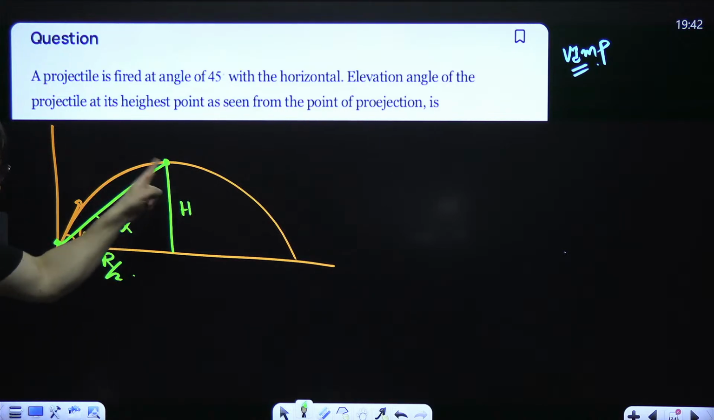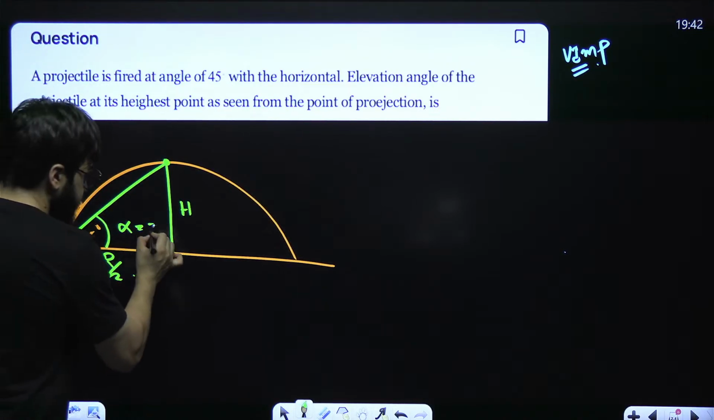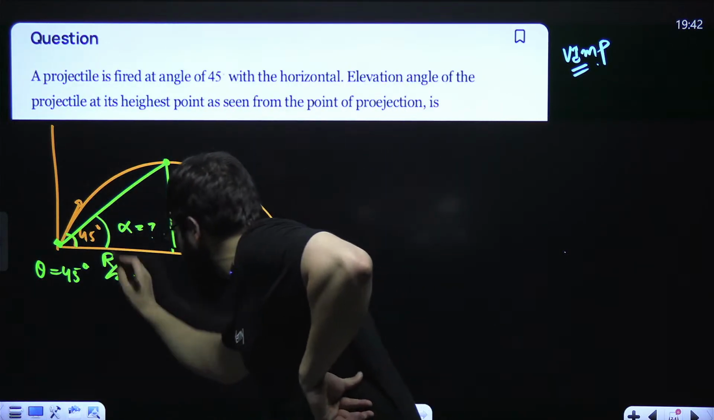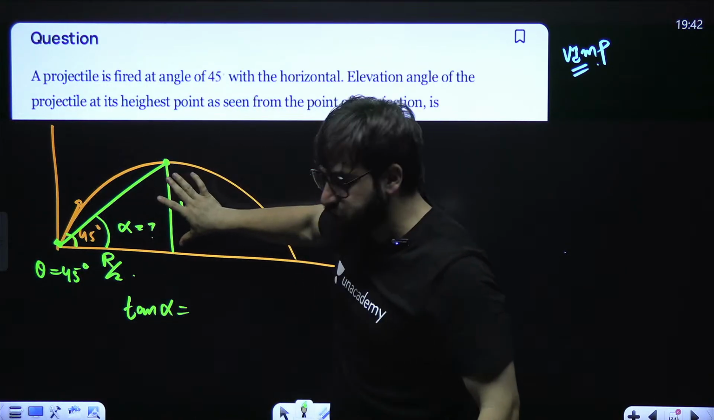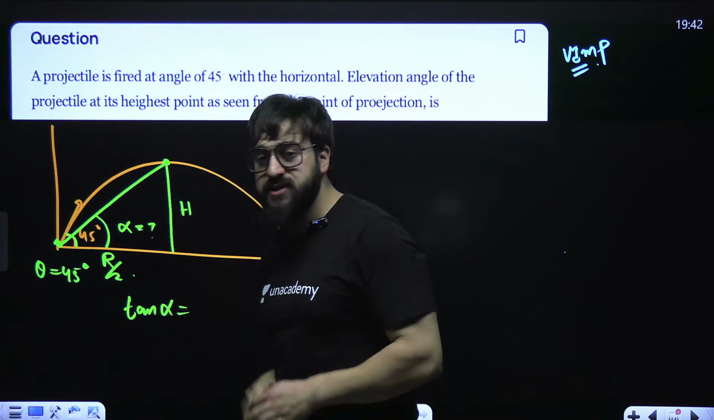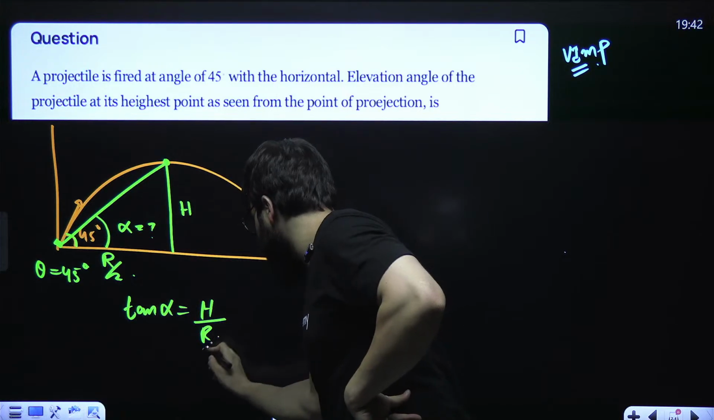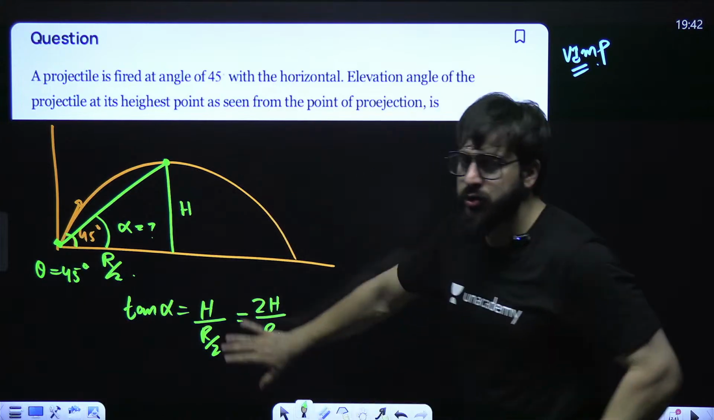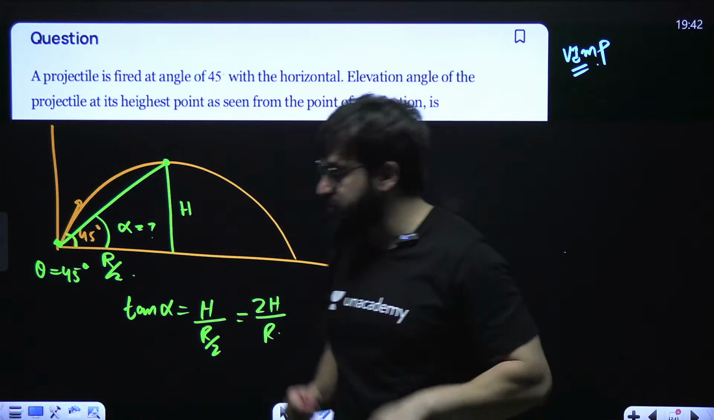From this triangle you can see that in this particular case theta is given as 45 degrees. We are supposed to find the value of alpha. How can we find it? I say tan of alpha is perpendicular by base in this triangle. The perpendicular is h, and the base is R by 2. So this will simply be 2h divided by R. So this came out to be tan of alpha. Cool? Absolutely cool.